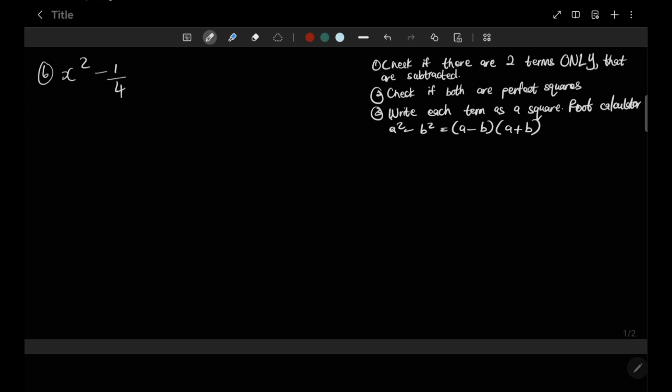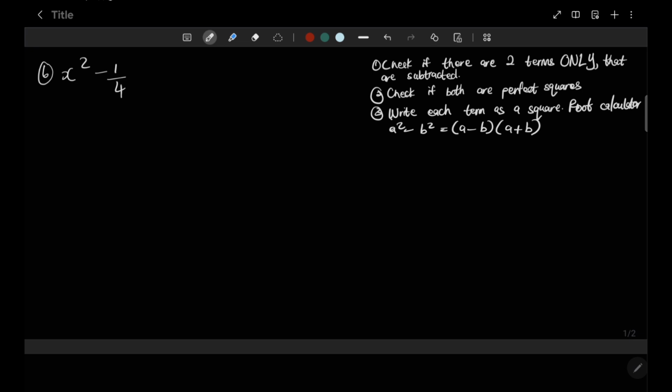1 is a perfect square and 4 is a perfect square. So number 1, check if there are two terms only. X squared is x squared and 1 over 4. Those are two terms that are subtracted. There's a minus sign. We met the first condition.